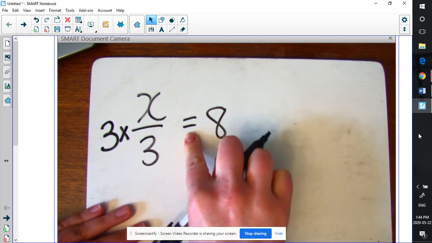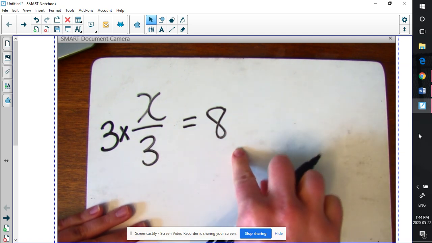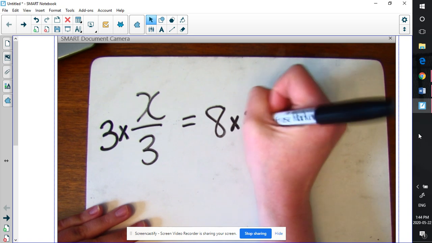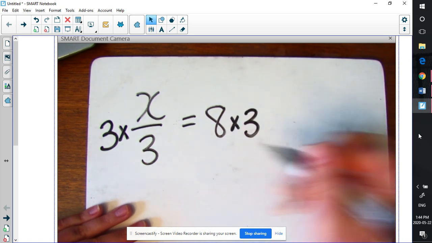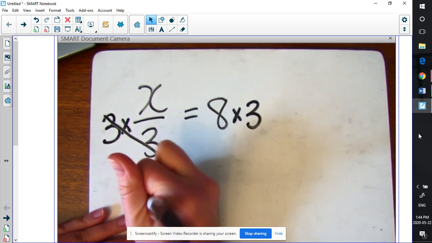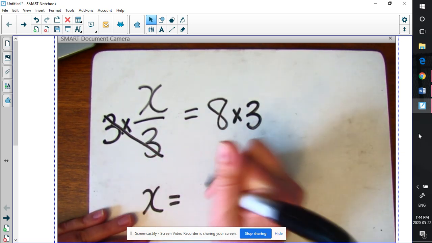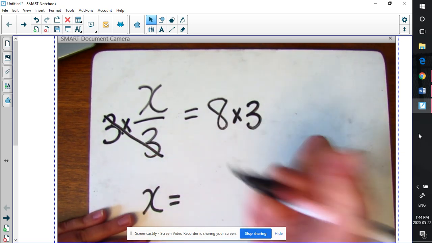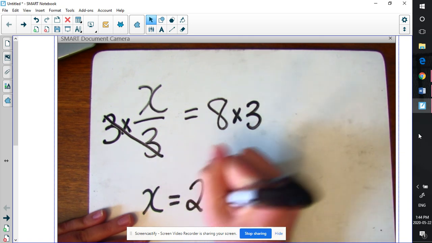Now, since this is an equation, whatever I do here, I have to do here. So I'm going to write times 3 over here as well. Now, the 3's on the left side cancel each other out. And what I have left is x equals 8 times 3. 8 times 3 is 24.